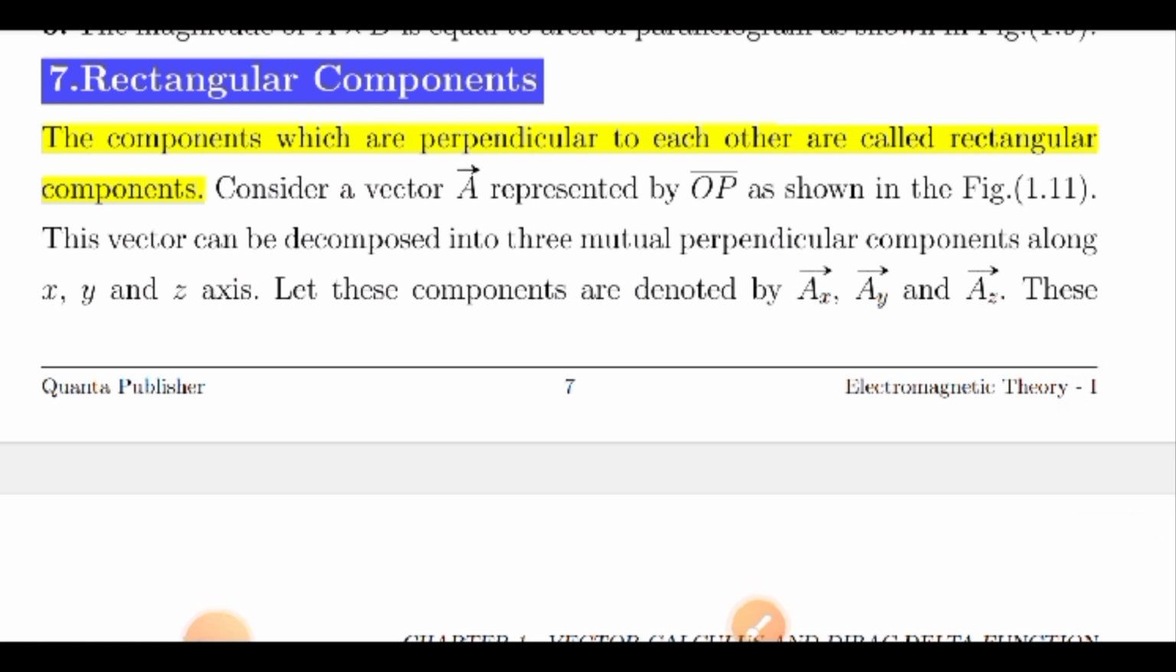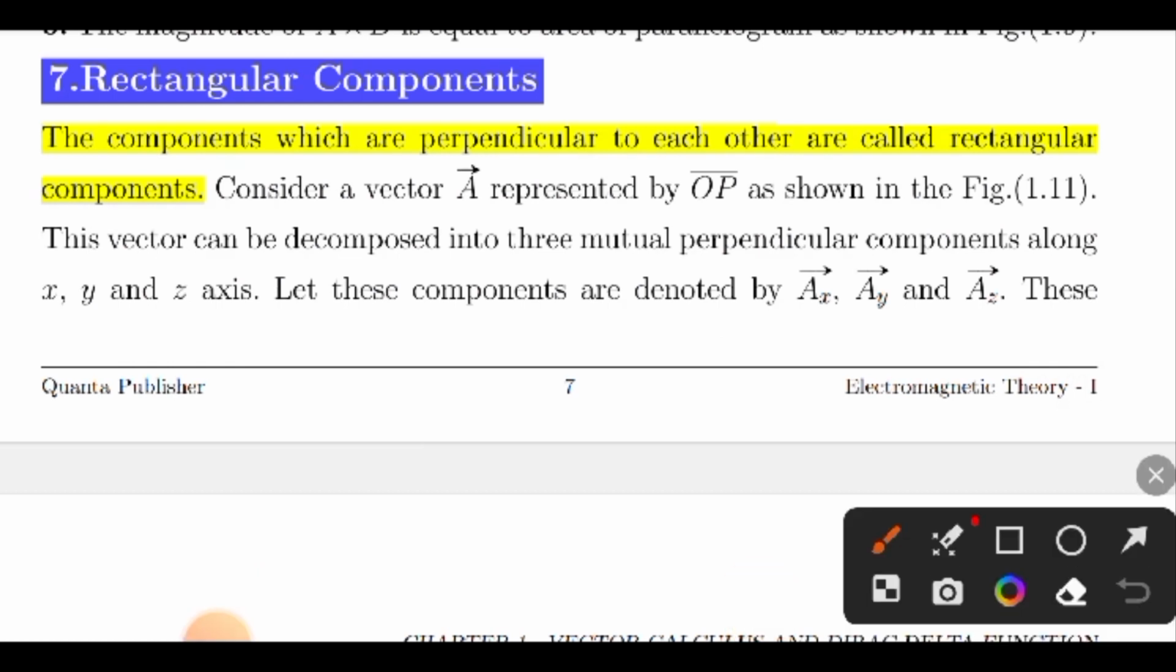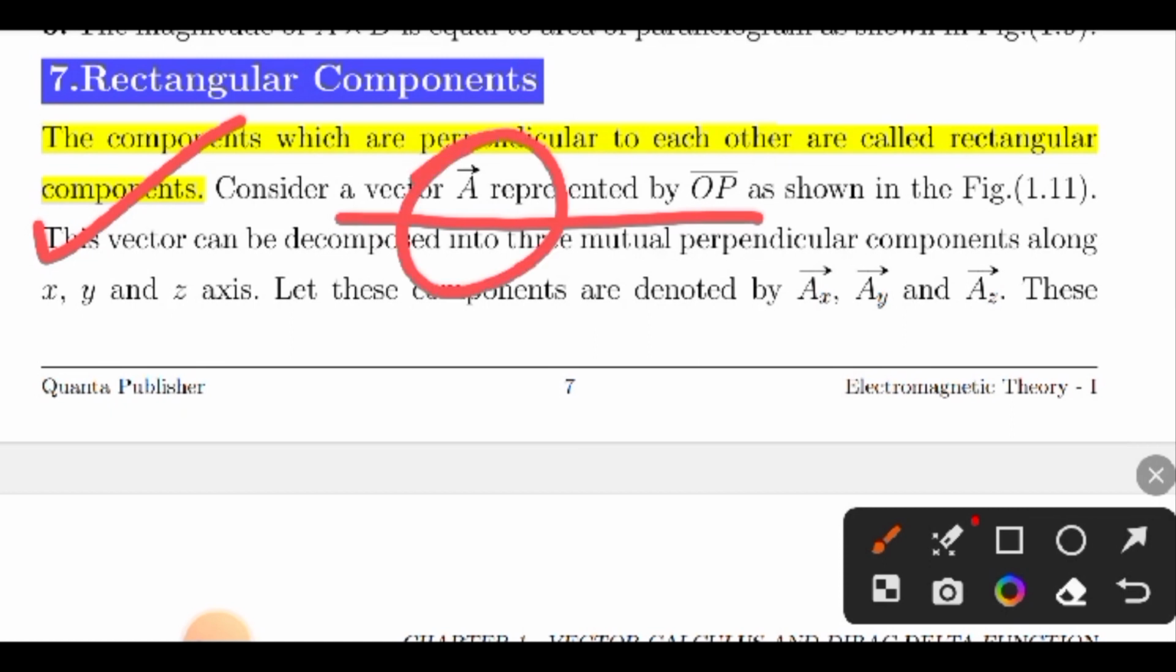This is the lecture series Teach Yourself, and today our topic is the rectangular components. The components which are perpendicular to each other are called rectangular components. Here we will consider a vector A represented by the line OP, and in the next figure you will see that diagram, and then we can resolve this vector into its components like Ax, Ay, and Az.